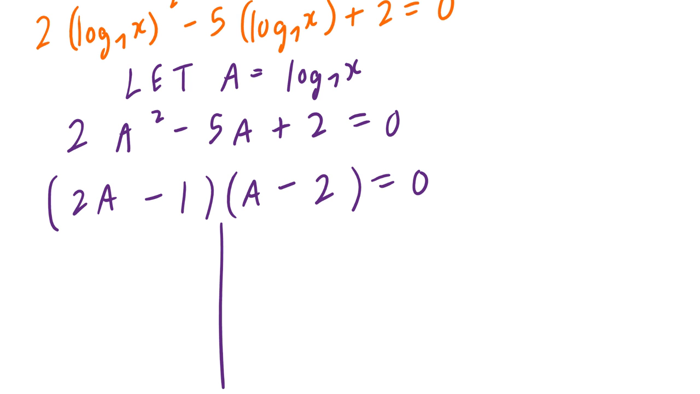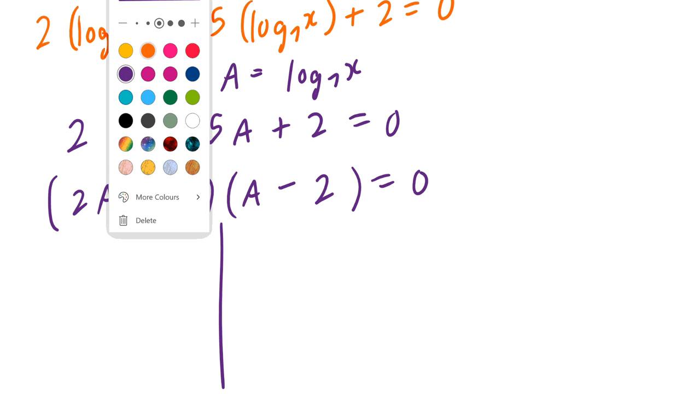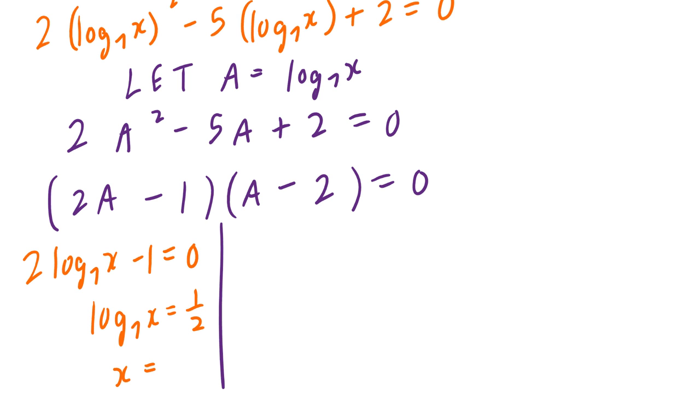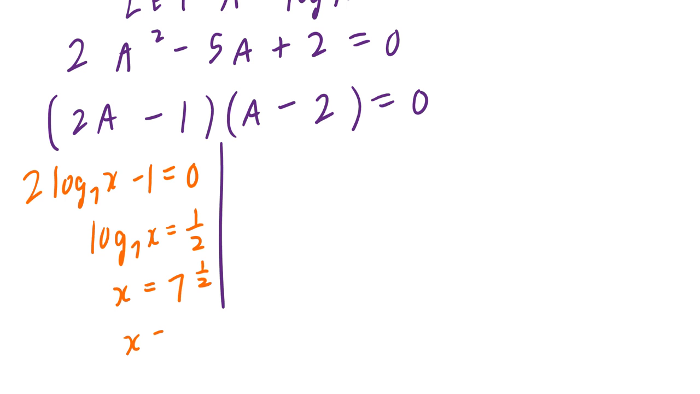You go back and you recognize the fact that a equals log base 7 of x, so 2 times log base 7 of x minus 1 equals 0. This means if you isolate for log base 7 of x, that's going to be half. By definition, if you go from logarithmic to exponential, x equals 7 to the power of half, or 7 under a square root. So x equals the square root of 7.